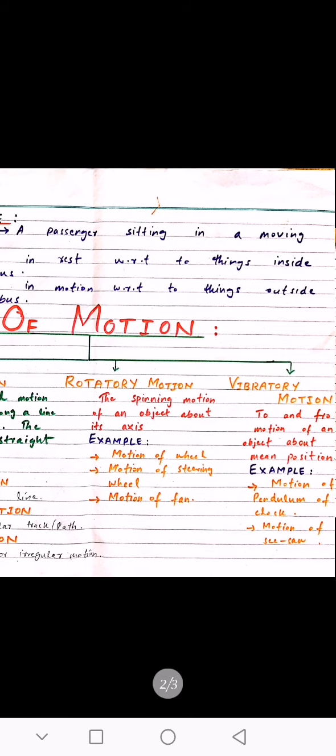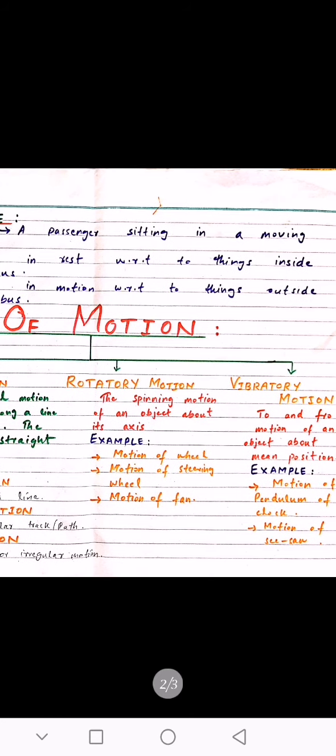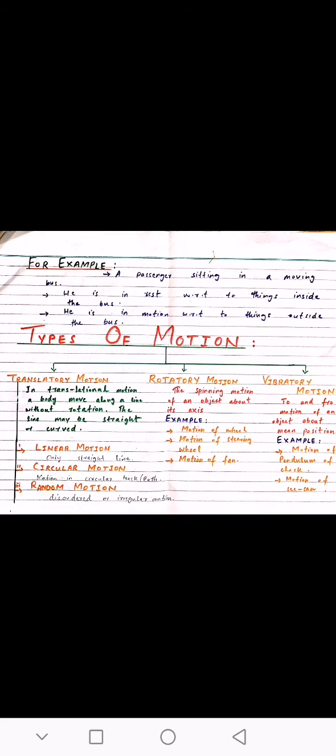The next one is the vibratory motion. Vibratory motion means to and fro motion of an object about mean position. So back and forth motion, to and fro motion of an object about mean position is called vibratory motion. For example, motion of the pendulum of a clock, motion of a seesaw. So these are the examples of vibratory motion.